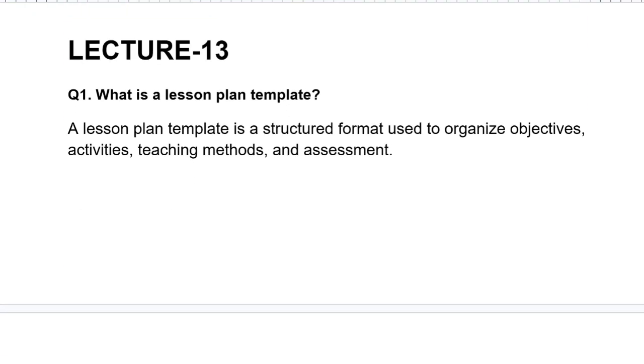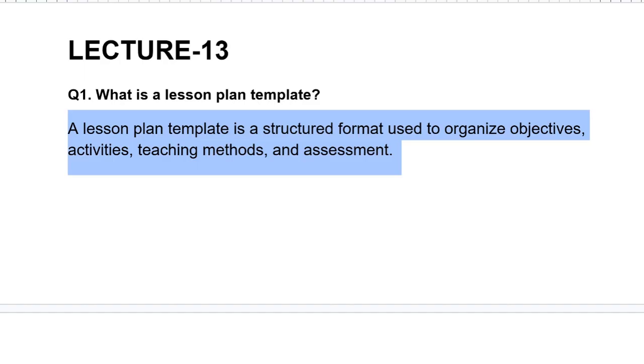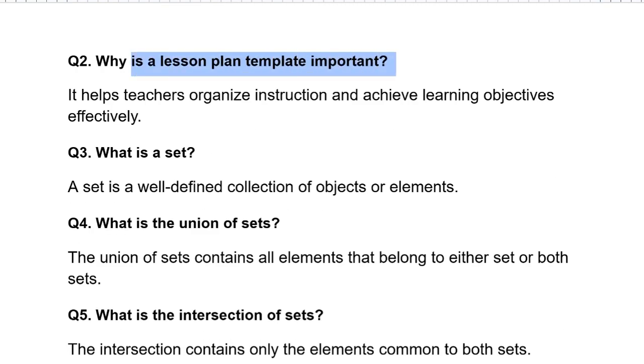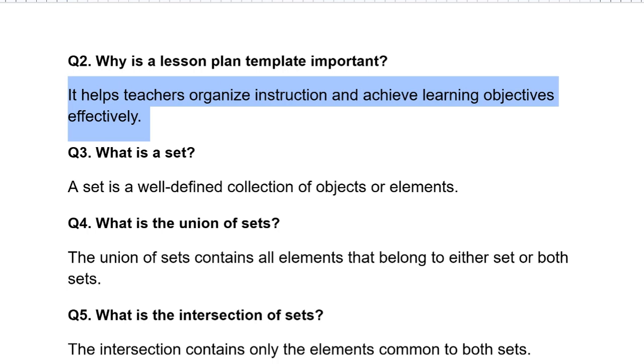What is a lesson plan template? A lesson plan template is a structured format used to organize objectives, activities, teaching methods, and assessments. Why is a lesson plan template important? It helps teachers organize instruction and achieve learning objectives effectively.